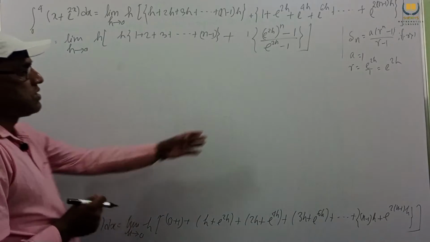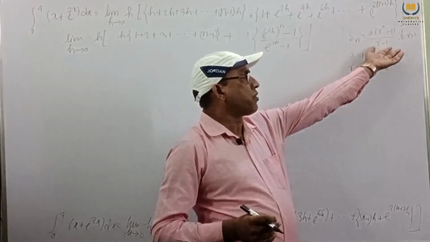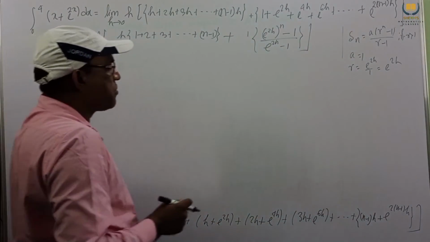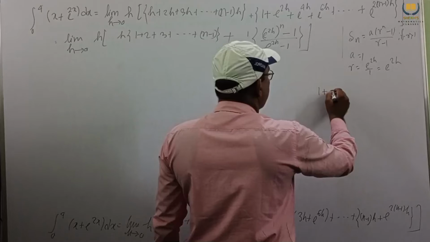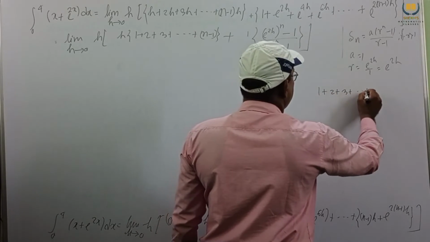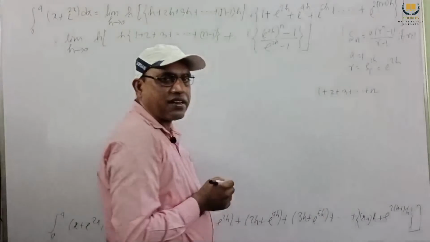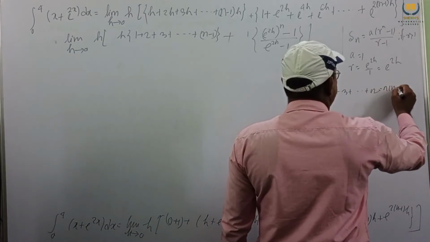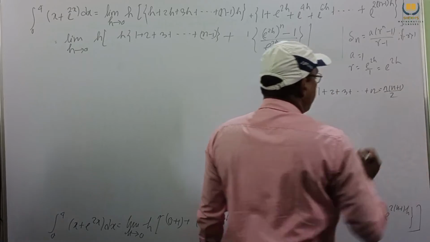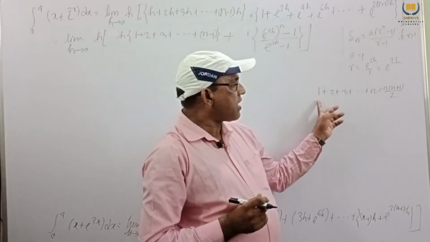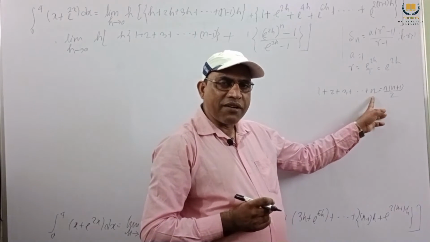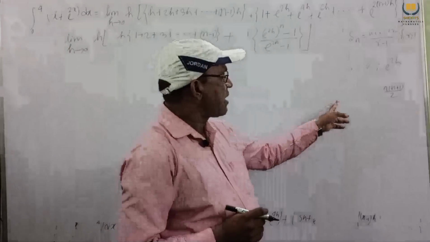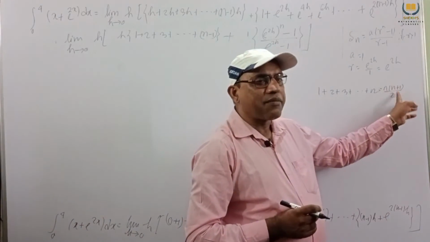So we get this by using the geometric progression formula. We get this sum to n terms. Again, you know 1 plus 2 plus 3 plus dot dot dot n, the sum of the natural numbers up to n, is n(n plus 1) by 2. So the starting number is 1 and the ending number is n, and the answer is n(n plus 1) by 2.